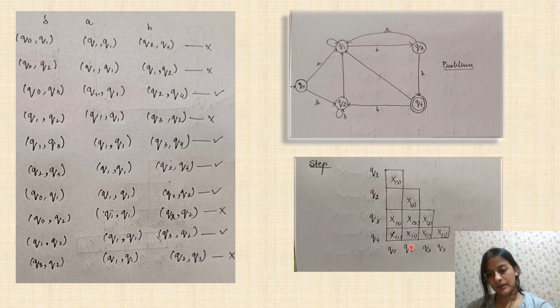Once it is done, we'll be moving on to Q1. Q1 with Q2, Q1 with Q3, Q1 with Q4. And the same will be followed for Q2 and Q3. So yeah, the first group which we paired up was Q0 and Q1.